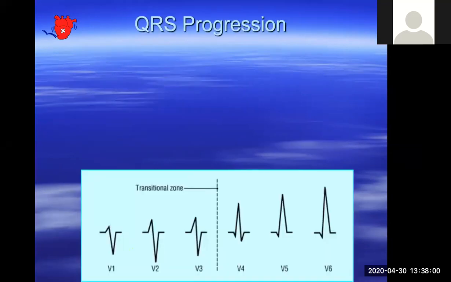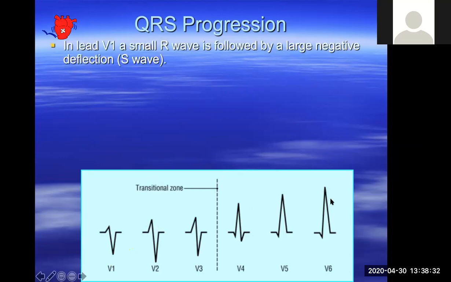As I mentioned before, the chest leads are very important for looking at the progression of the R wave. Your R wave should start small in V1 and get bigger and bigger because of the position of these electrodes looking at the heart. The left-sided electrodes V5 and V6 are predominantly positive, giving a big R wave, while V1 on the right side gives a predominantly negative S wave. And if you don't see progression, a lack of progression of the R wave, that indicates old myocardial infarction.